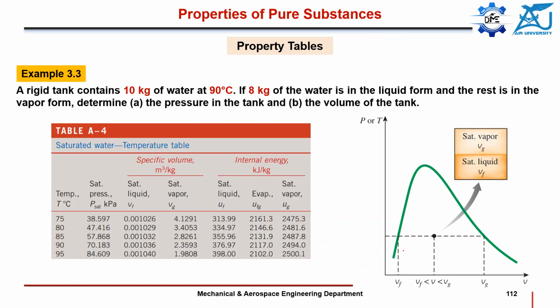Okay, let's start. Let's solve an example. A rigid tank contains 10 kg of water at 90 degrees centigrade. If 8 kg of the water is in liquid form and the rest is in vapor form, determine the pressure in the tank and the volume of the tank. So here we are given the total mass of the water, mt. A rigid tank contains 10 kg of water.